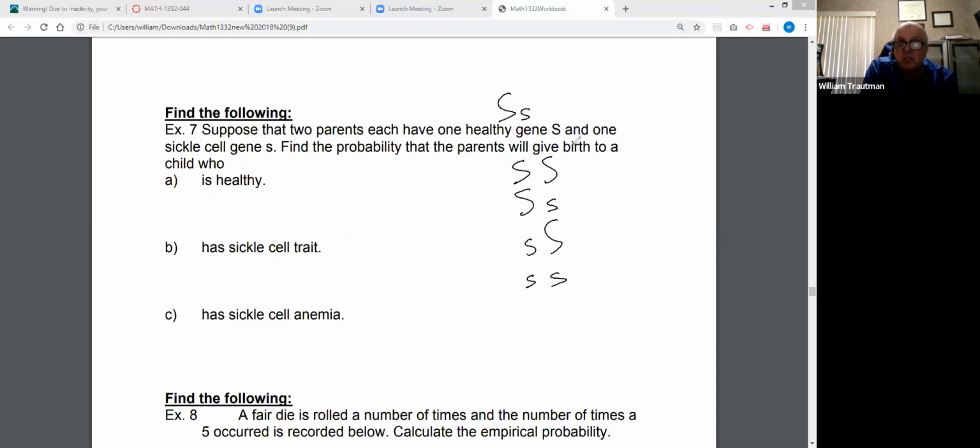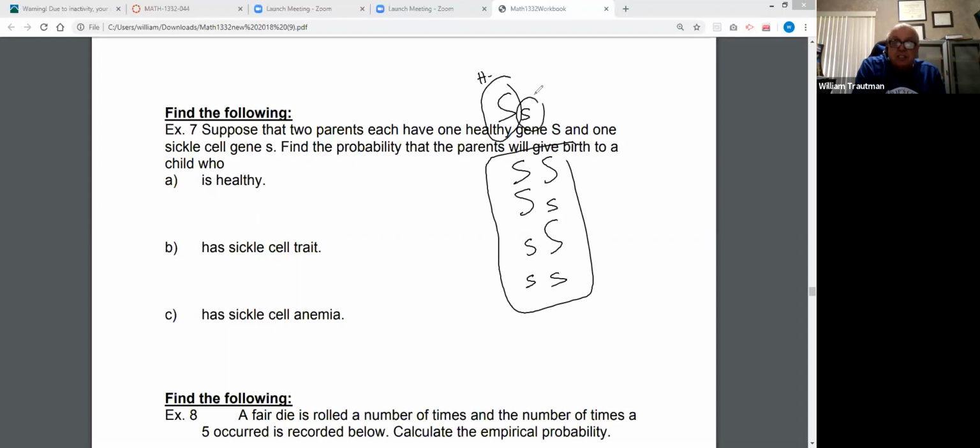There we go. So there's only 4 probabilities here, 4 possible ways. And 1 healthy gene. The big S is the healthy, and this is the sick one. Find the probability that the parents will give birth to a child who is healthy. Healthy means they both have the healthy gene. The child has healthy from the father and healthy from the mother. So there's only one that has big S, 1 out of 4.